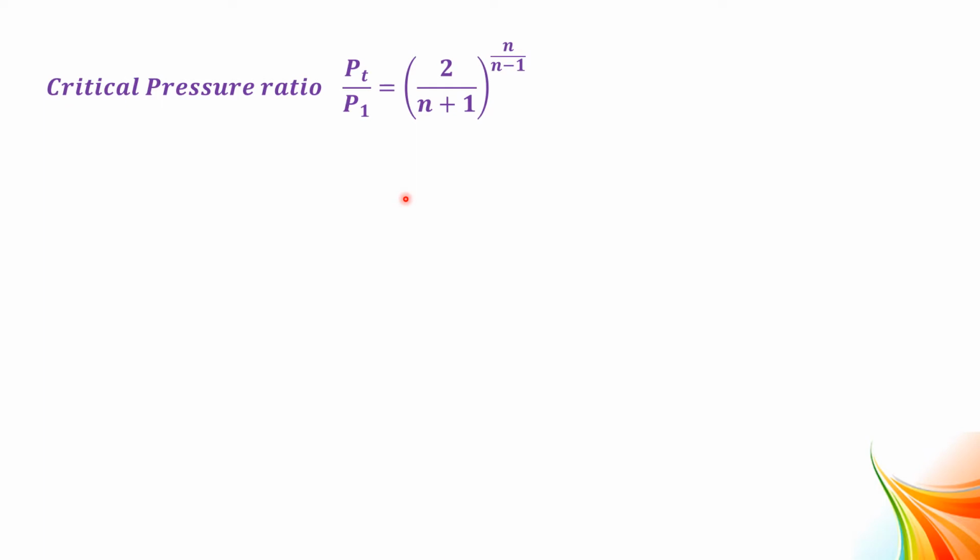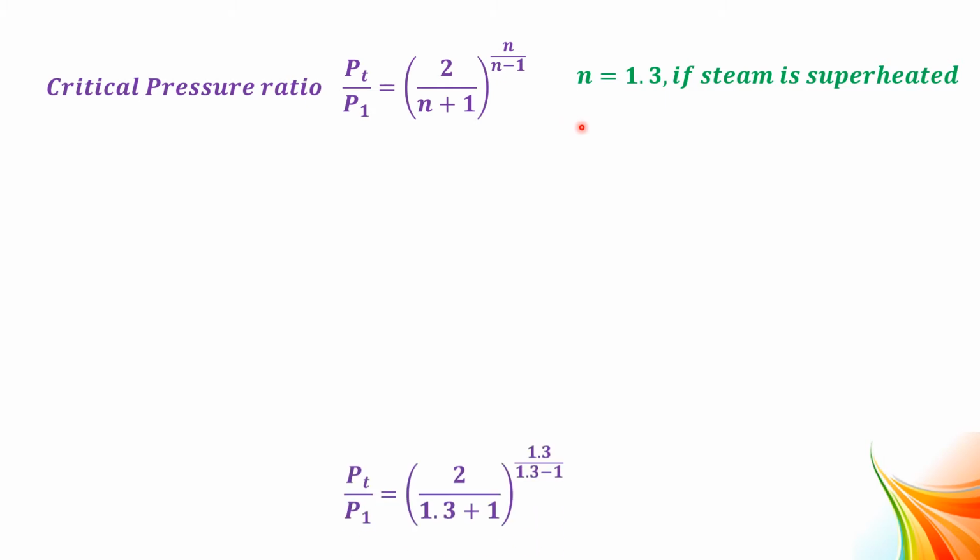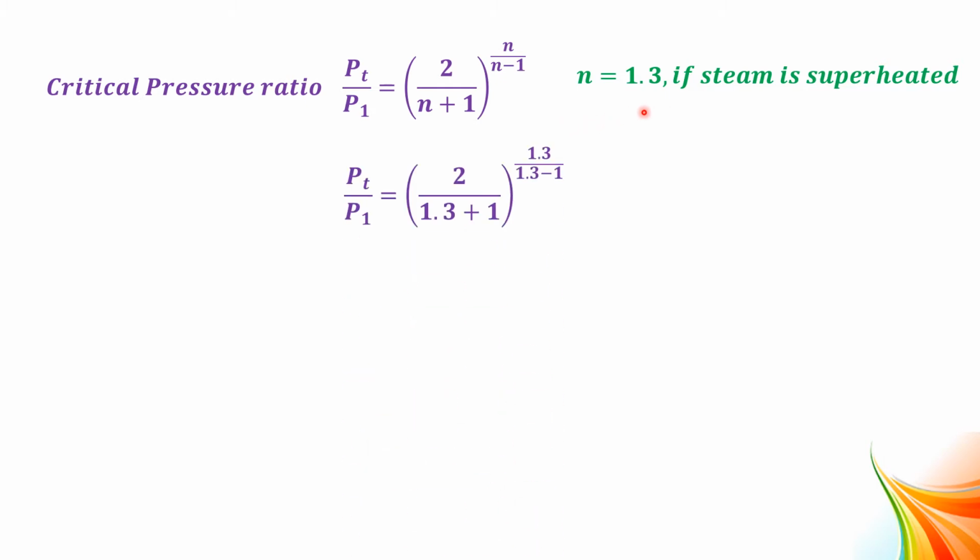Now we have to find out the throat pressure. So for calculating the throat pressure, we have to use the critical pressure ratio equation. Pt divided by P1 equal to 2 by n plus 1 the whole power n by n minus 1. We know the steam is in superheated condition, therefore the value of n equal to 1.3. Now substituting n equal to 1.3 in the critical pressure ratio equation, we get Pt by P1 equal to 0.546.